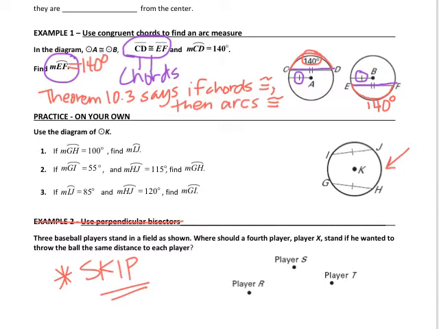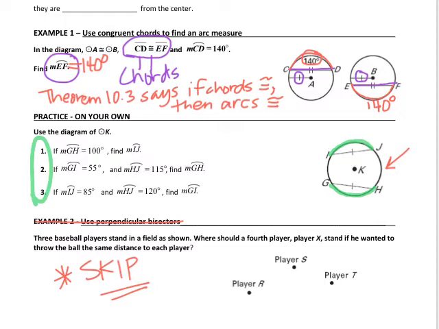And remember, if the chords are congruent, then those arcs are also going to be congruent. So we have this arc is going to be congruent to this arc, since the chords are marked congruent and we're dealing with just the one circle. All right, please try these problems and then we'll check in and see how you did on those.